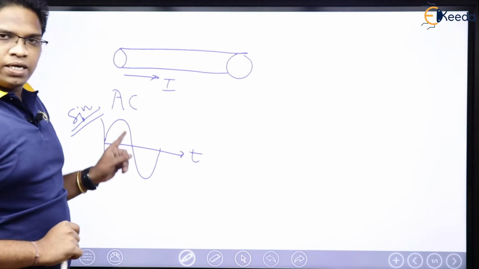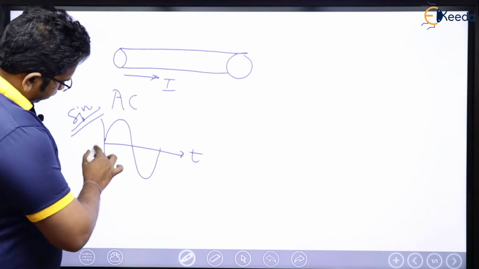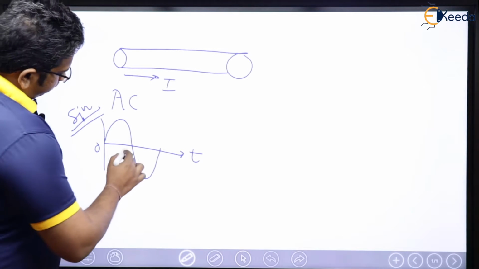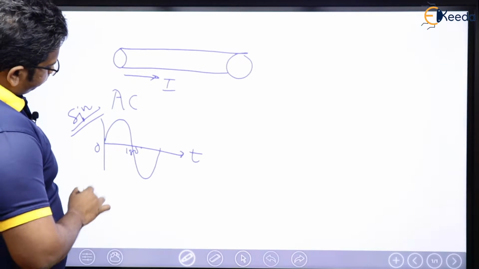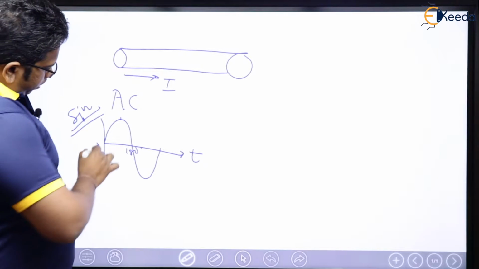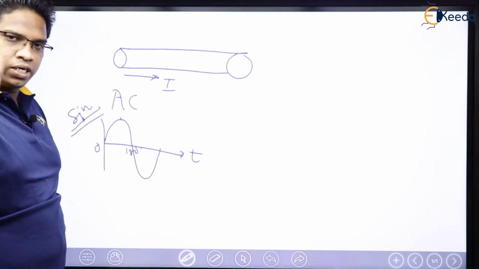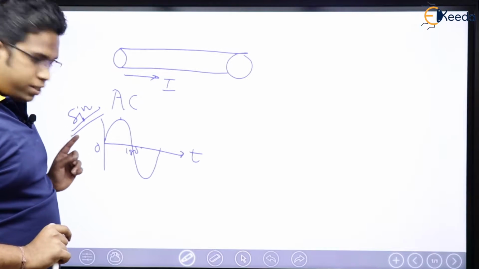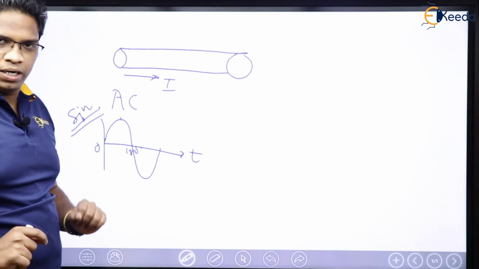Now, the moment it is AC, concentrate here. This is 0, this is 180 degrees. See here, what is happening. For example, I am here, at time of 0 seconds. At time 0, what is going to happen? There will be no current.